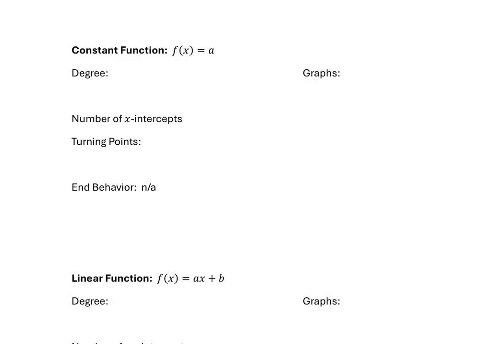The first polynomial function that we have is the constant function. Remember that the constant function has no variables. It is just a number. Since there are no variables, we have a degree of 0. Now, we're not going to consider f of x equals 0. That one kind of throws off the whole thing. But if you have f of x equal to any number other than 0, you have no x-intercepts.